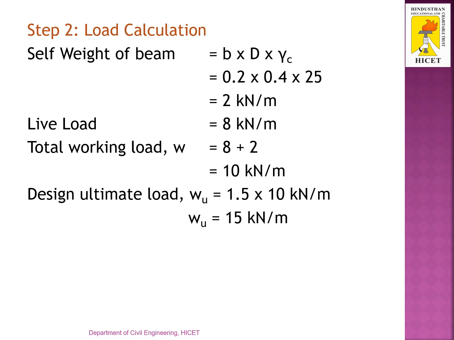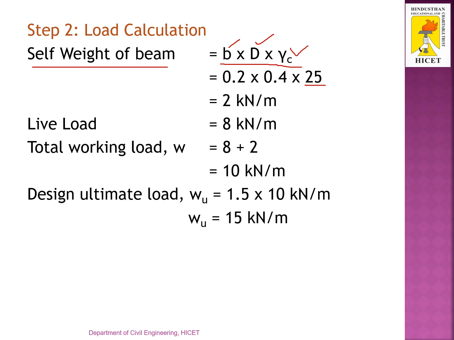Then next we have to calculate the load on the beam. So first we want to calculate the self weight of our beam. So self weight of beam is calculated by using the formula small b into capital D into unit weight of concrete. So we are using reinforced cement concrete. For reinforced cement concrete, gamma C, that is unit weight of RC concrete, is equal to 25 kilonewton per meter cube, where b is equal to 200 mm and D is equal to 400 mm. Gamma C is equal to 25 kilonewton per meter cube.